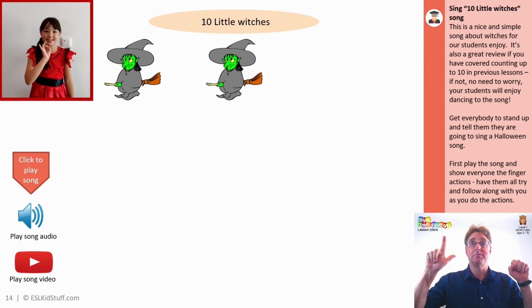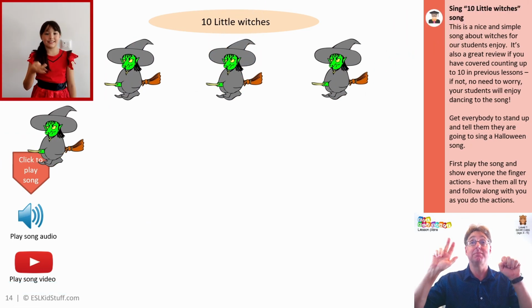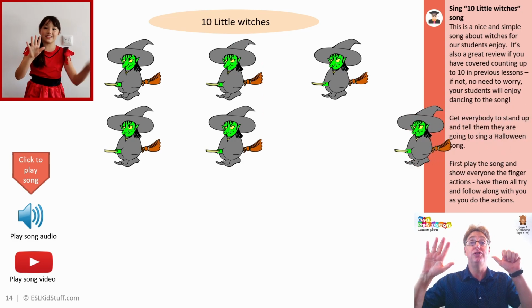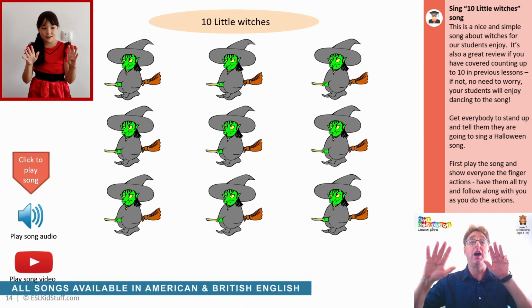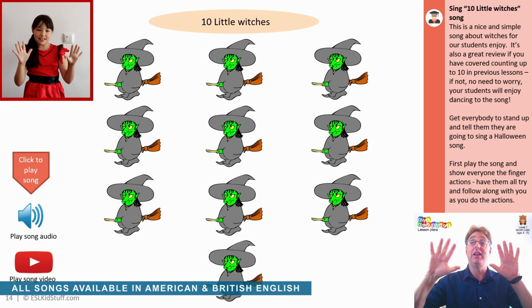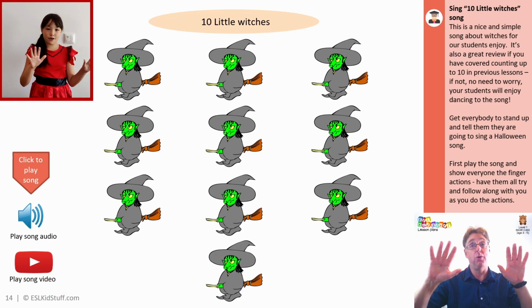1 little, 2 little, 3 little witches, 4 little, 5 little, 6 little witches, 7 little, 8 little, 9 little witches, 10 little witches in a row.